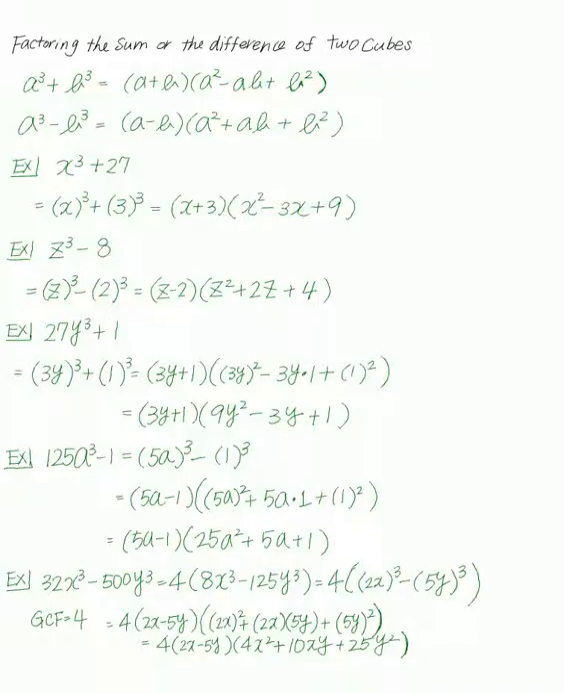One more example. We're going to have 54x to the third minus 128y to the third. Now again, there's a greatest common factor. In this case, it's just 2. So I end up with 2, parenthesis, 27x to the third minus 64y to the third.